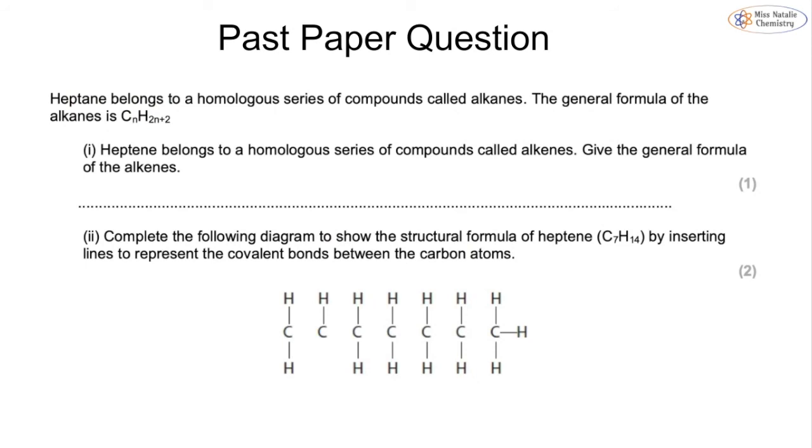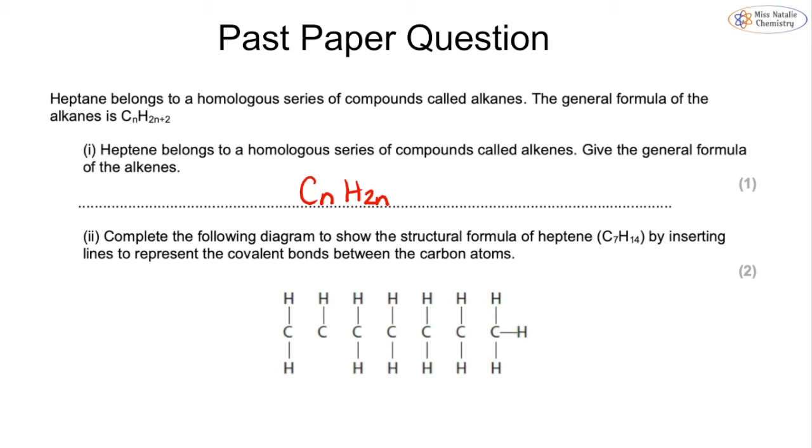So heptane belongs to a homologous series of compounds called the alkanes. And the general formula for the alkanes is CnH2n+2. Heptene belongs to a homologous series called the alkenes. Give the general formula for the alkenes. Okay, so we're just looking for the general formula. We're not worried about the heptene just now. We'll come back to that. So our alkenes is CnH2n. Nice, easy question.